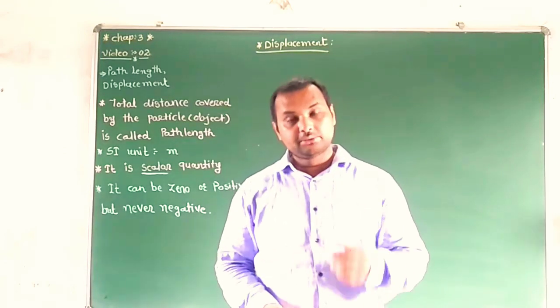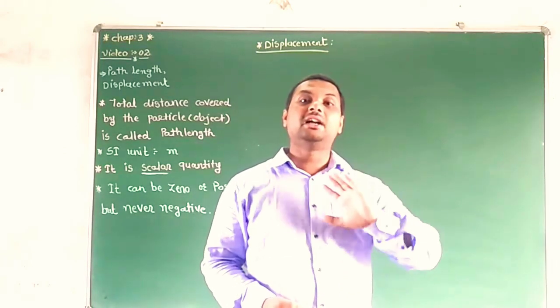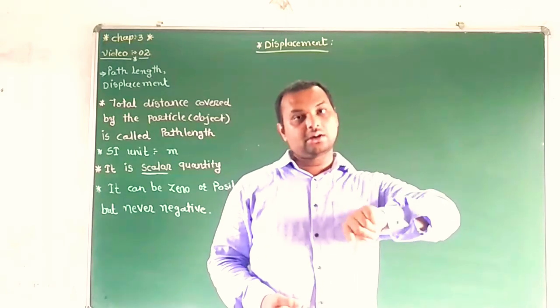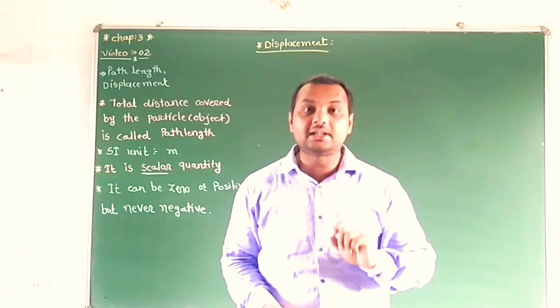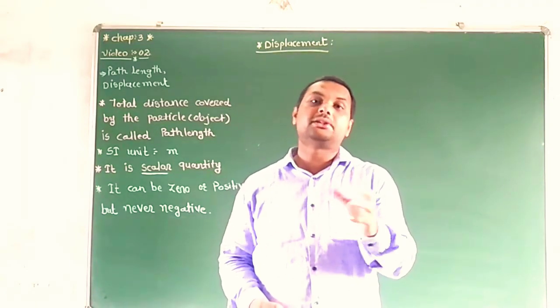Okay, it might be possible in a day you have traveled 100 km, but after all traveling this journey you have come back to the home, so your path length is 100 km, but your displacement is zero.